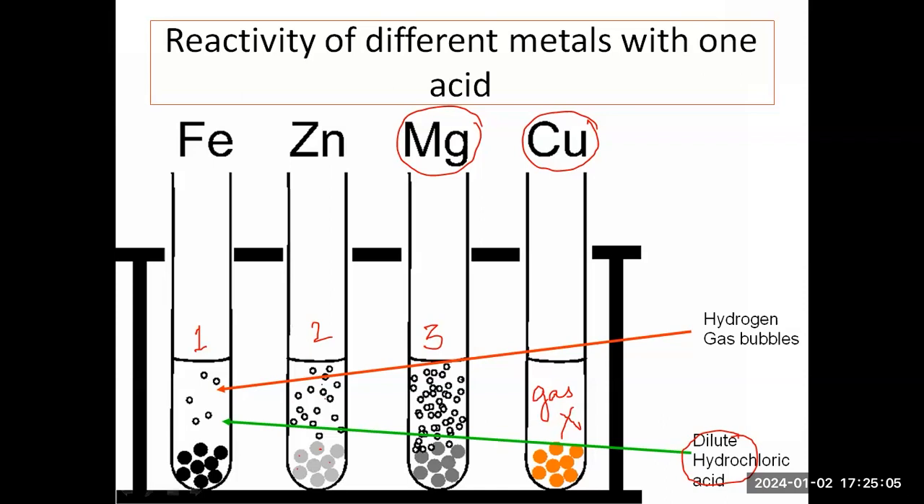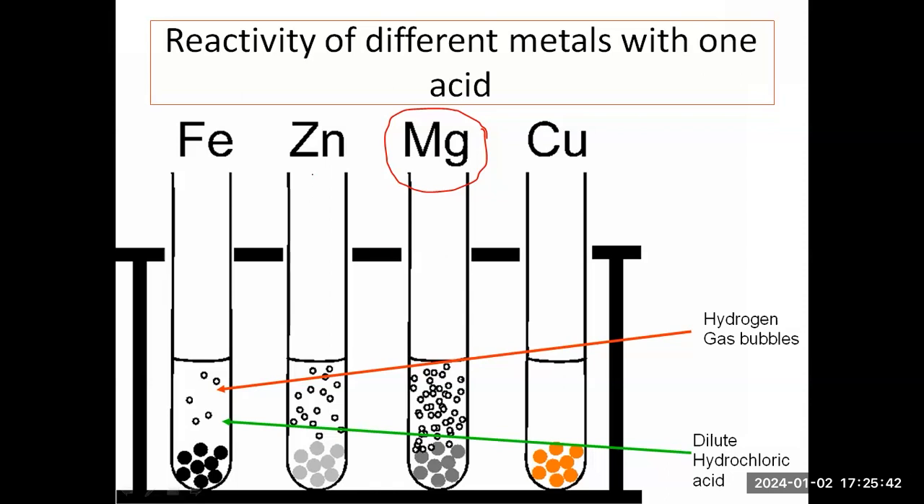So here we conclude one thing, and that is all the metals do not react with the same intensity with the acids. Different metals react with different intensity. Like here on the screen, you can see magnesium is most reactive because it gives so many bubbles with hydrogen. A lot of hydrogen gas is produced with acid.